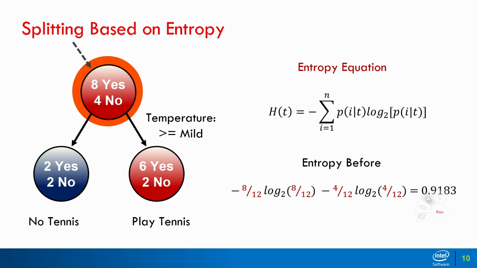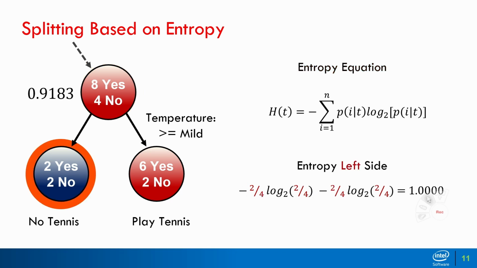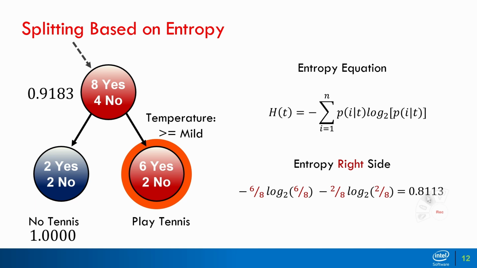If we classified the top parent node as yes, we would be correct 8 out of 12 and be wrong 4 out of 12. Then the entropy at the node is calculated as 0.91. By splitting with the temperature, the left child node contains 2 yes and 2 no. The entropy at this node becomes 1.0. Then the right child has an entropy of 0.81.